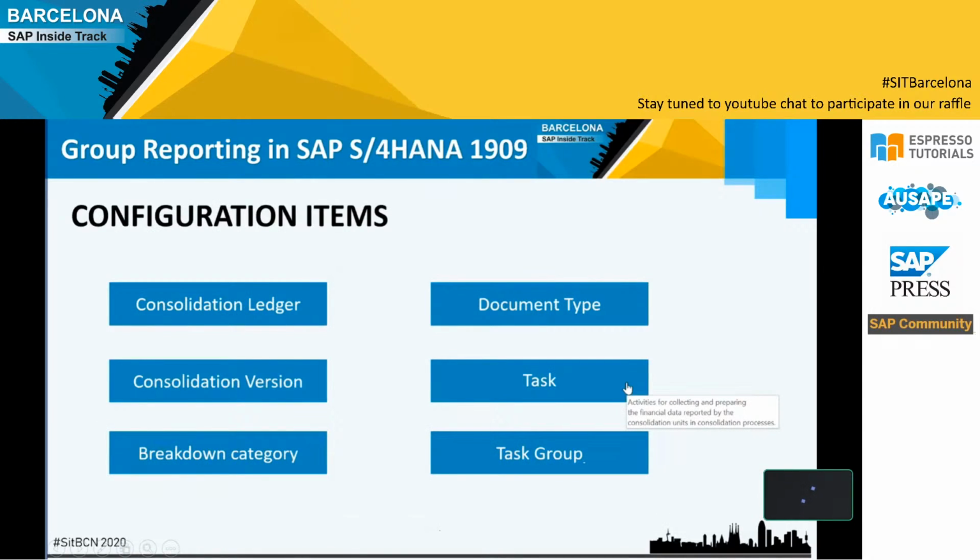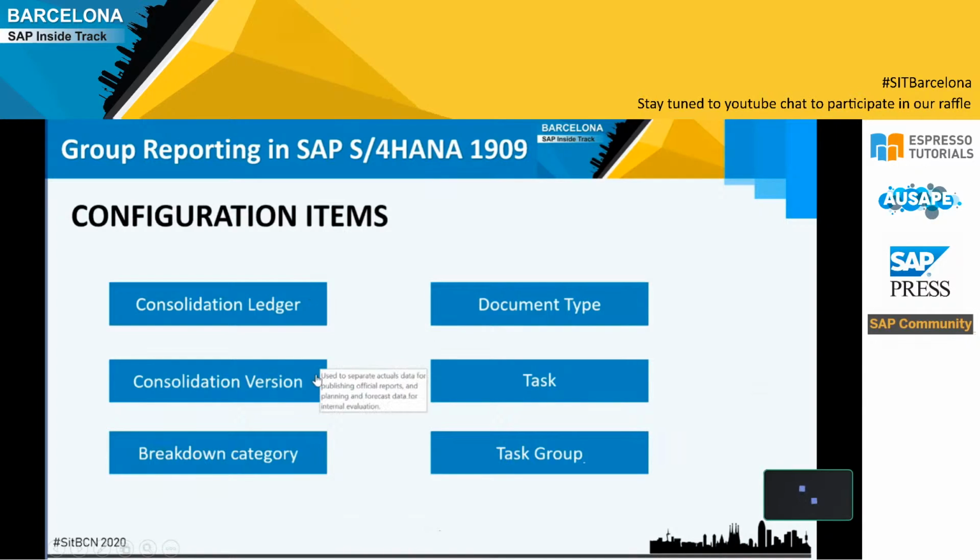Once we have the tables, we will review what the items are to set up in the system for Group Reporting. First is the Consolidation Ledger. The Consolidation Ledger contains the group currency in which we will do the consolidation, and also from which source finance ledger we will get the records.